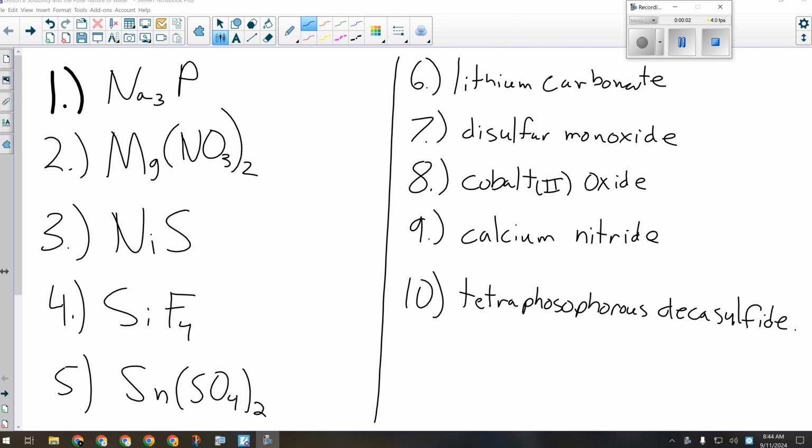Okay, guys, let's have a look at these here. So, for number 1, ionic or molecular? Ionic. Sodium is a metal. All right, so I write the name of the metal, sodium, and I write the name of the nonmetal, phosphide. Okay, we're good on that one.